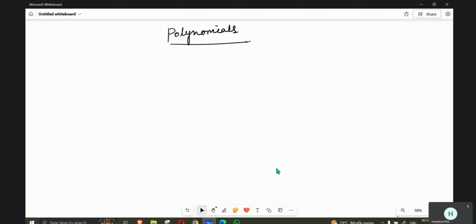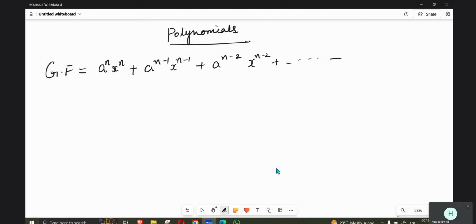So polynomials, how will you write the general form of the polynomial? Ax plus b plus c equals 0? No, that is quadratic. The general way of writing polynomials is a_n x^n plus a_(n-1) x^(n-1), and it continues until you get a_0. That is the general form of writing polynomials.